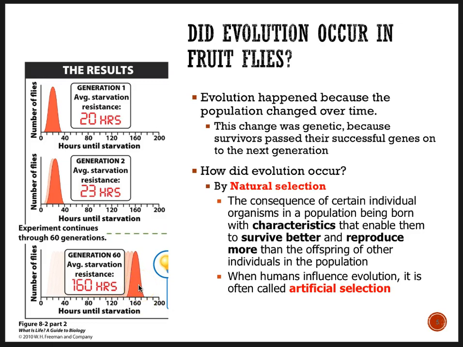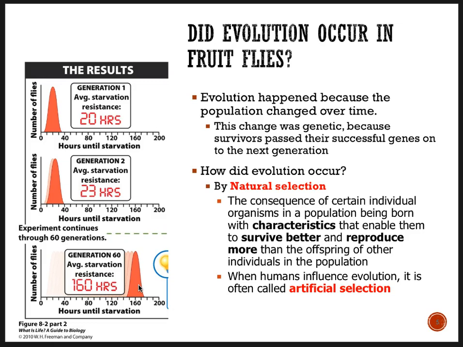And this definition here of natural selection is a really good one. It's got all the parts that you need to know about. We'll go over it again a couple more times in this lecture. But basically, natural selection is what happens when individuals in the population are born with certain characteristics that help them survive better and reproduce more than other individuals in the population.